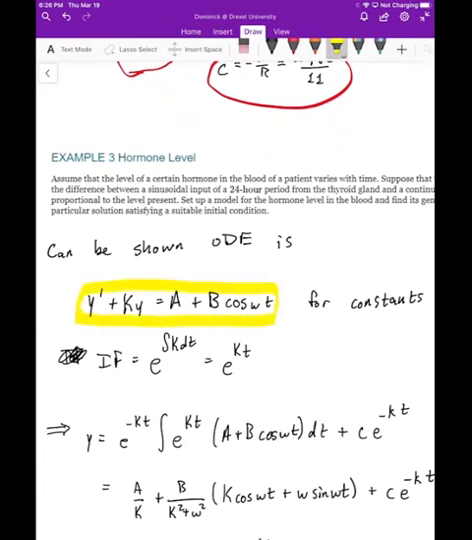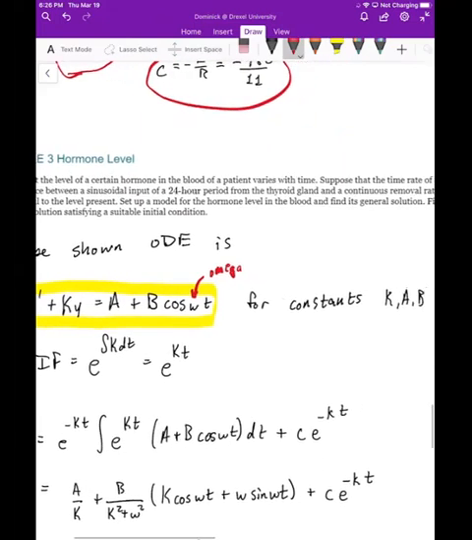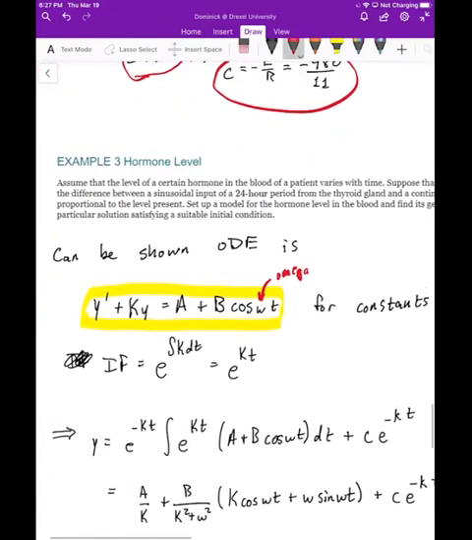So what we can eventually show, again, somebody much smarter than me would have come up with the model, y prime plus k times y is equal to a plus b cosine of w times t, or most books will probably label this w as the Greek letter omega. So if I say omega, that's what I mean. So of course, here we see that we're in a linear form, and these constants k, a, and b could be measured in the field of medicine, but we're just going to take them as arbitrary constants for now.